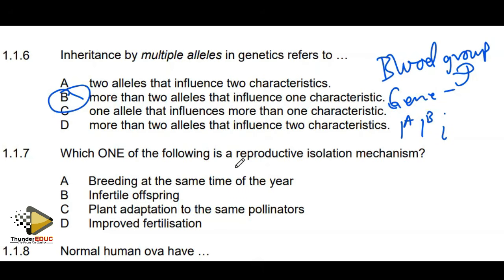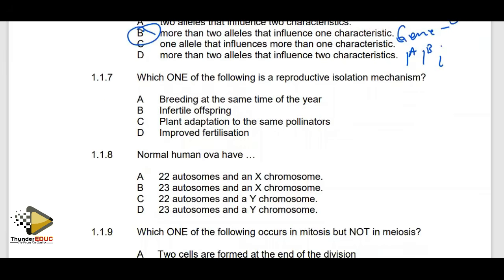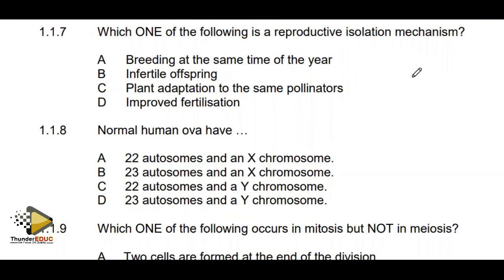Which one of the following is a reproductive isolation? When you talk about reproductive isolation, it means that the organisms are being isolated as a result of the reproductive strategy or the reproductive mechanism. So they're saying that breeding at the same time of the year, they can't be isolated if they are the same time of the year.